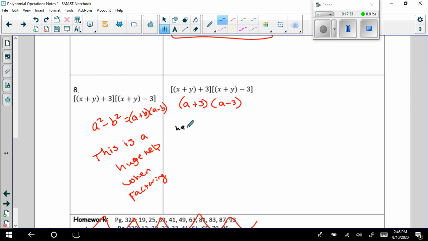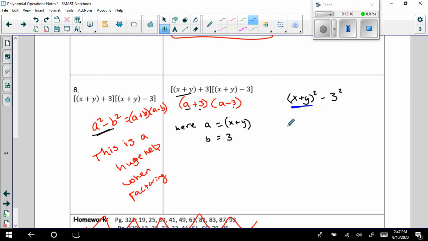Well, here, the a term, we can see here, is equal to the x plus y, right? And the b term, so to speak, is our 3. It's our second term. And so that being said, we can take this big shortcut and say, okay, well, we're just going to end up with a squared minus b squared. So that is (x + y) squared, that's our a squared, minus 3 squared, that's our b squared. Now we can simplify.